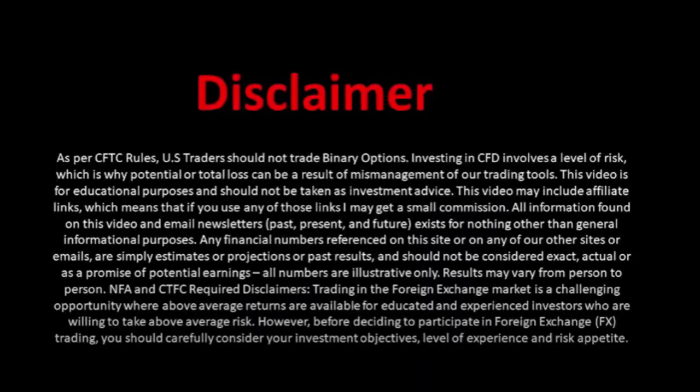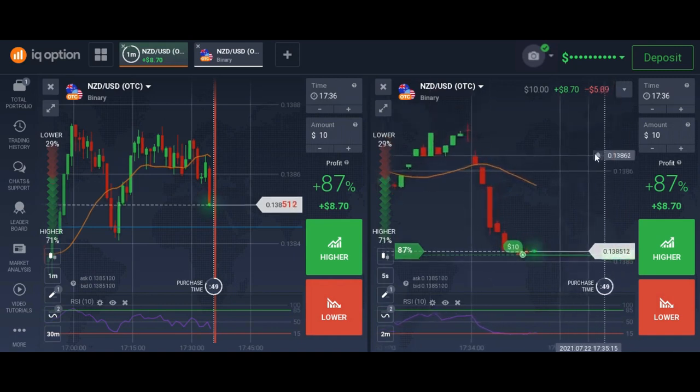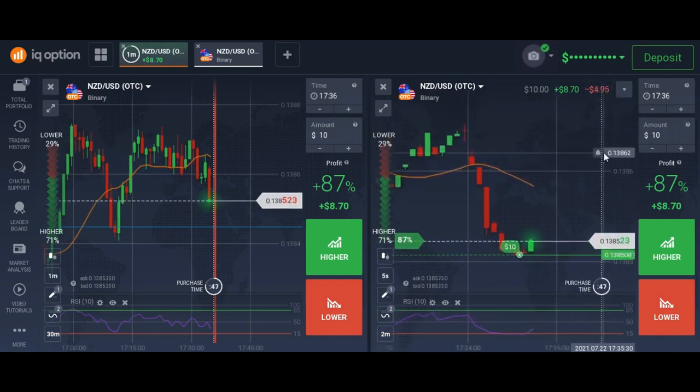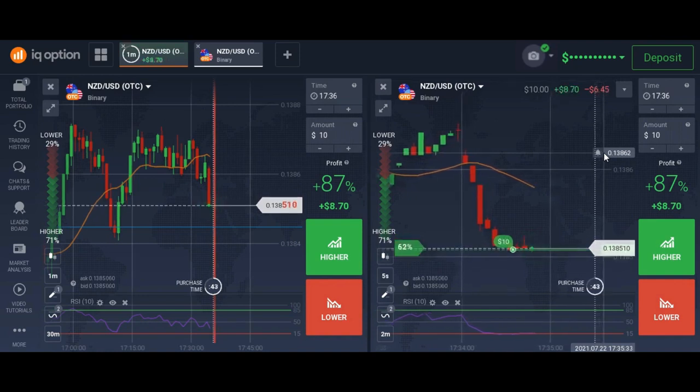I bring you a very good binary options strategy that can bring you many benefits. This strategy can be applied in the normal market as in OTC and in any broker.